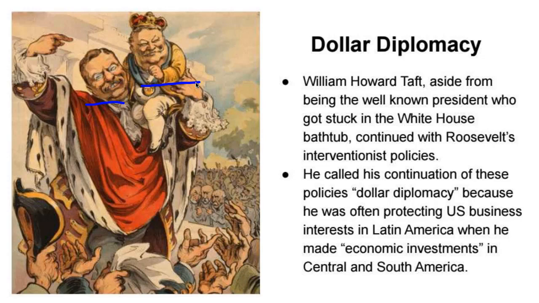He continues a lot of Roosevelt's interventionist policies. He called his policies dollar diplomacy because he was often protecting U.S. business interests. So he thought he was protecting U.S. economic investment in Central and South America by intervening. So he's a little bit more open about the fact that it is money, in fact, that has a lot to do with U.S. foreign policy decision-making.